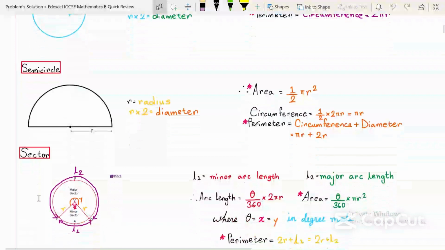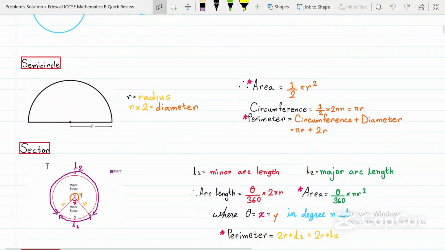The third 2D shape is sector. So there are two types of sectors, minor sector and major sector. This is L1 and this is L2. L1 represents the minor arc length, L2 represents the major arc length. No matter which sector you use, the arc length and area formulas remain the same. So what is the arc length? Arc length equals theta by 360 into 2 pi r, and area of any sector equals theta by 360 into pi r square.